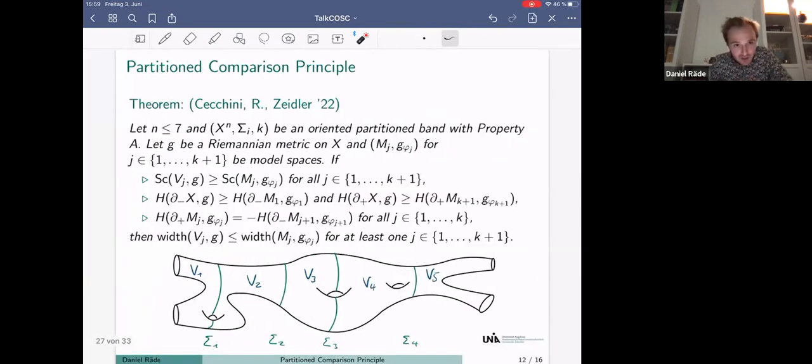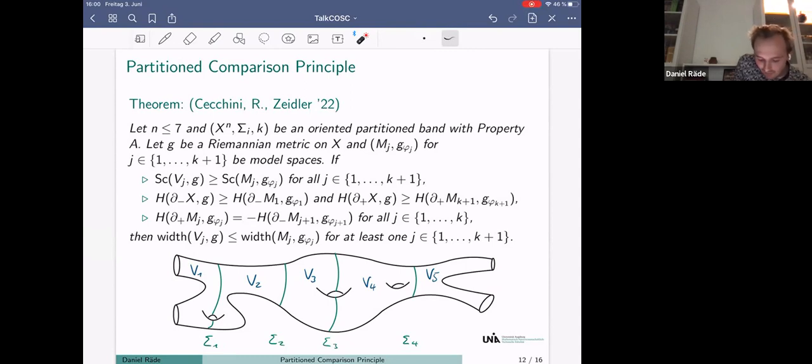And then what this theorem tells you is that if these Vj are the segments, and these Mj are the corresponding model spaces, then you need that the scalar curvature is bounded from below on all of these segments by their corresponding model spaces. Then on the left-hand side and on the right-hand side, so for the first model space and the last model space, you need this mean curvature barrier condition.